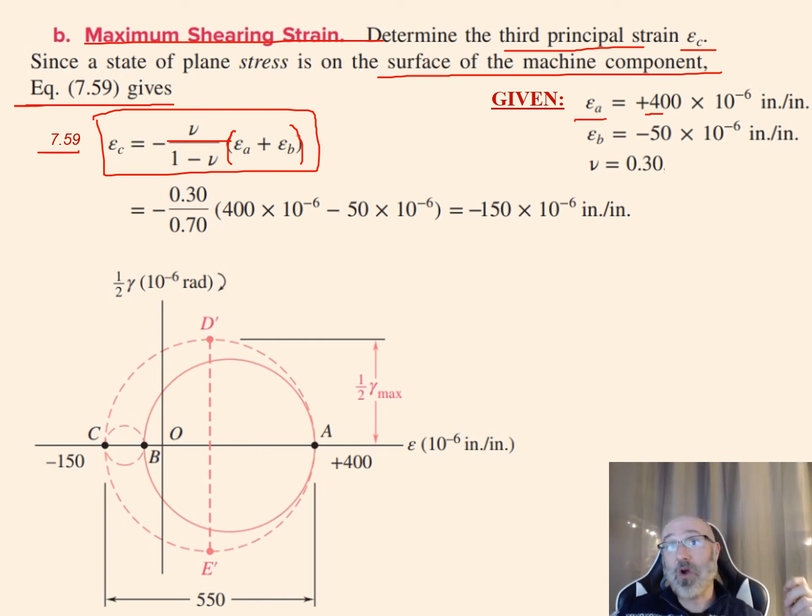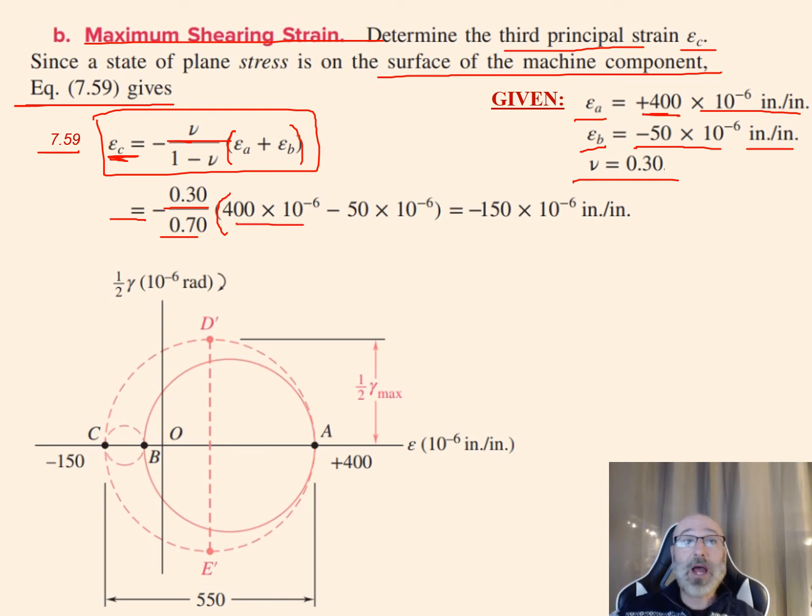where epsilon a is our principal strain given to us in the problem statement as 400 times 10 to the negative 6 inches per inch, and our epsilon sub b is given to us as a negative 50 times 10 to the negative 6 in units of inches per inch, and our Poisson's ratio was given to us as 0.3. So this is a straightforward plug and chug to get a numeric value for our epsilon sub c. We say our epsilon sub c is equal to our Poisson's ratio of 0.3, all over 1 minus 0.3, which is 0.7, times now our epsilon sub a, which is our 400 times 10 to the negative 6, minus here, because it's a plus and negative, 50 times 10 to the negative 6 from our epsilon sub b.